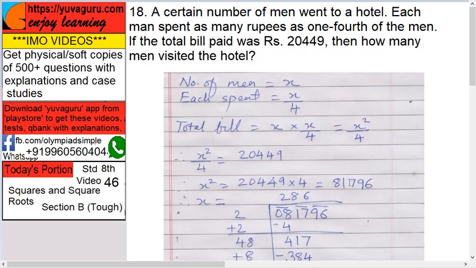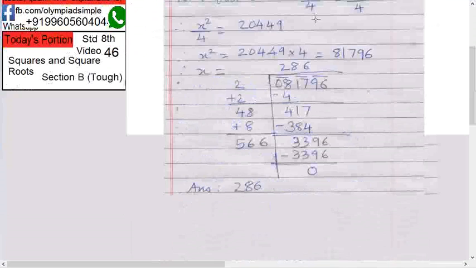So that is 81,796. Now x square equals 81,796. Find x. So square root of that. By the division method, always remember to make groups of 2 from right to left before the point and left to right after the point. Here there is no point, so right to left, and this 8 will have 0 8.